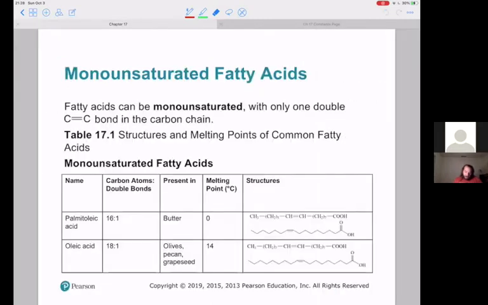All right, now let's look at what are called monounsaturated fatty acids, meaning that the number of carbon-carbon double bonds is just 1. These all have one double bond in there. So actually, let's zoom in on one of these.